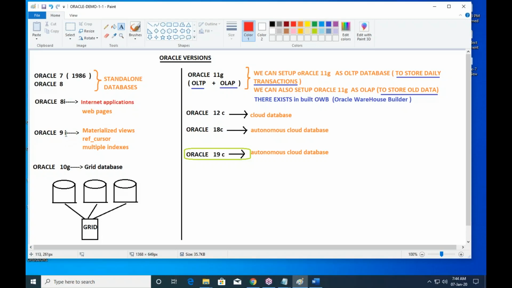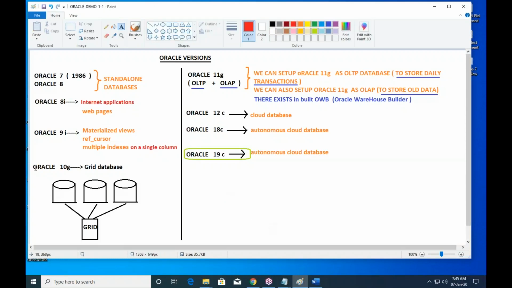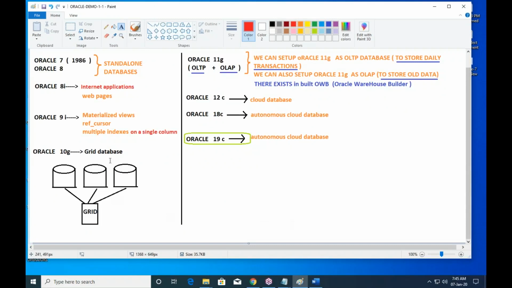Later they released Oracle 9i. In 9i, some advanced features were released: materialized views, ref cursors, multiple indexes on a single column. Like this, some new concepts were introduced in Oracle 9i. The next one is Oracle 10g. Listen carefully, guys.